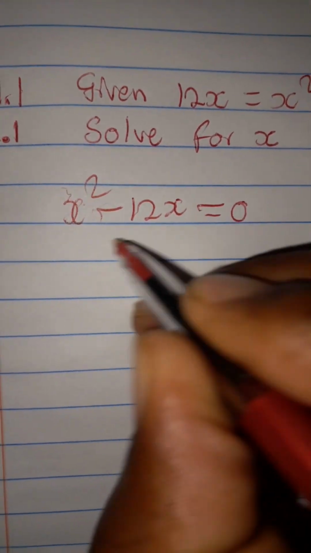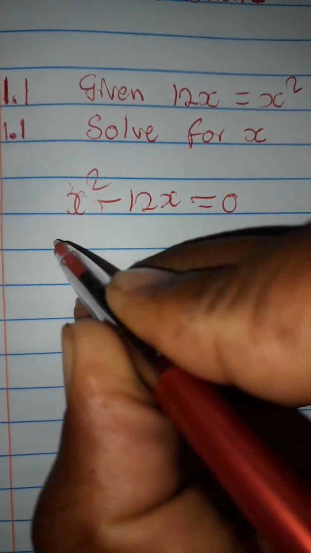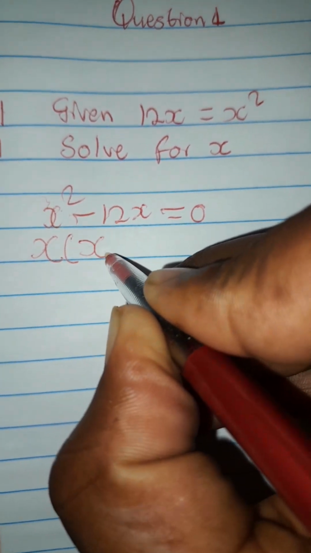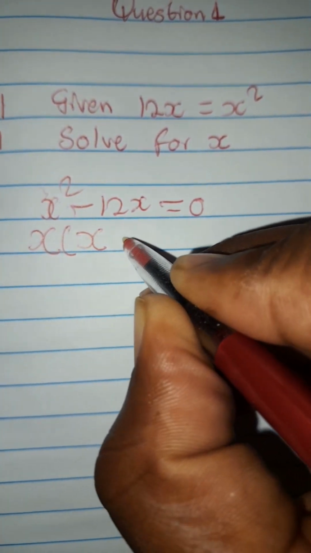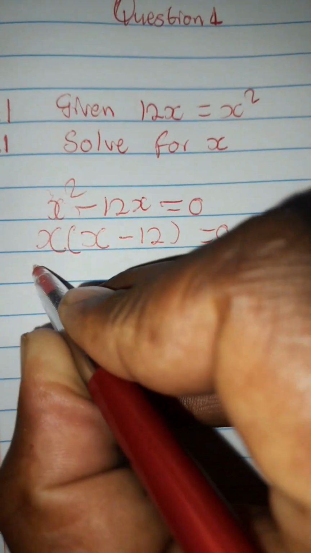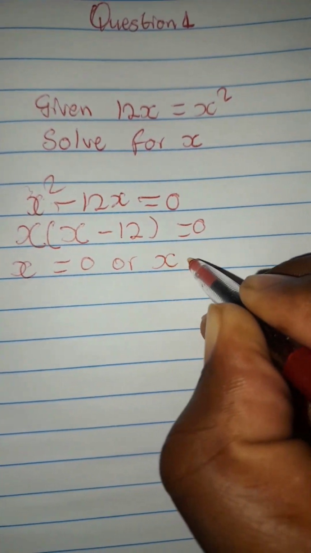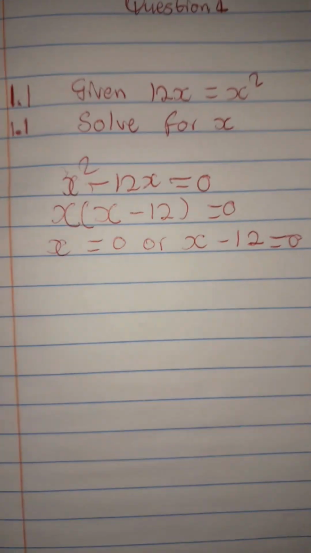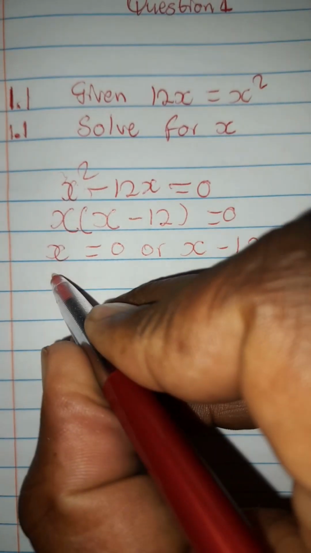There's another type of factorization which is called highest common factor. We are going to take out x as the highest common factor, because x times x will be x squared. To get to negative 12x, we need 12. So we will then equate everything to 0. x equals 0, or x minus 12 equals 0. Okay, right? So we are done with this.